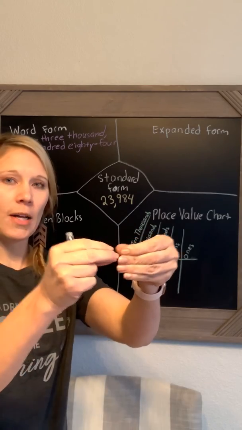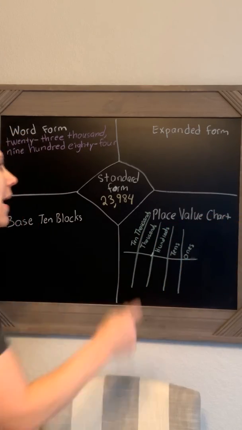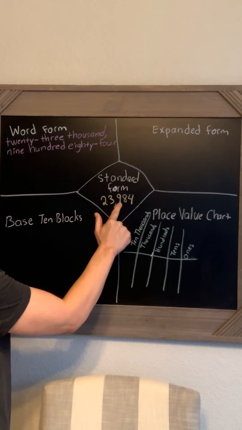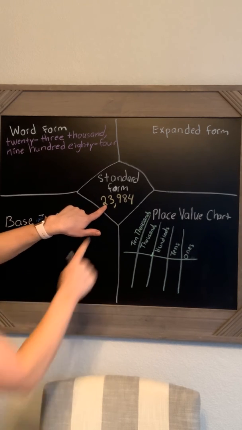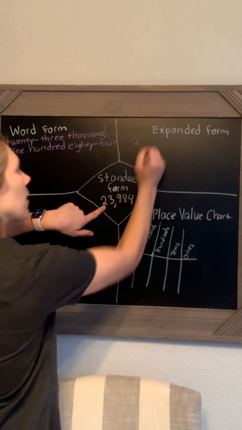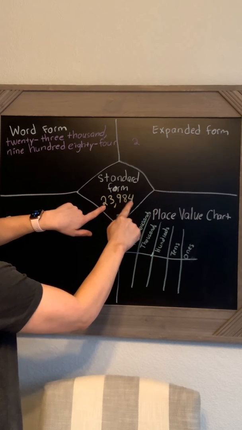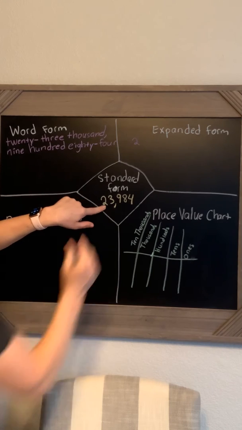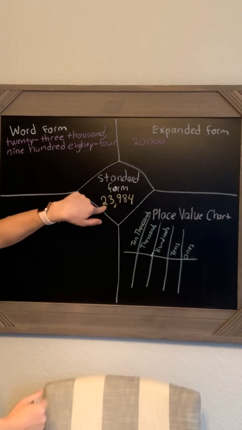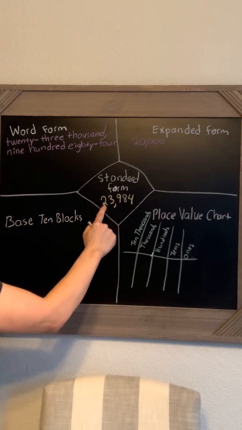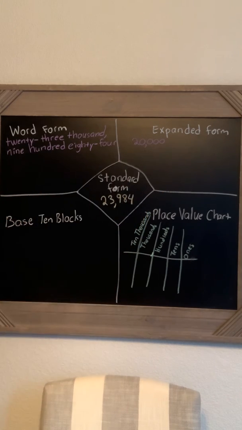In expanded form, it's like a rubber band. I'm going to take the number and stretch it out. I have 1, 2, 3, 4, 5 digits in that number. So I'm going to add up the value of all 5 digits. If I start with the biggest digit, 2, I have 1, 2, 3, 4 digits after it. So I'm going to put 1, 2, 3, 4 zeros after it. So the value of this 2 is 20,000.